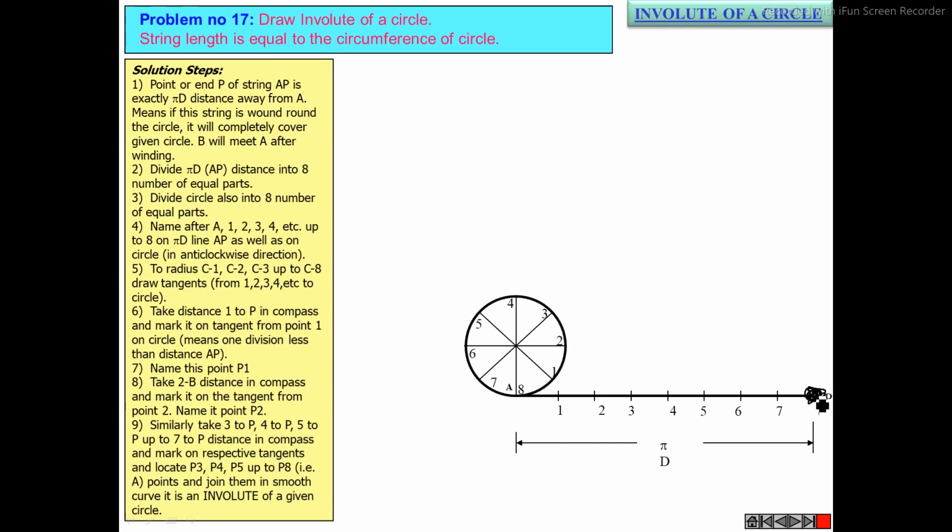and this length is nothing but a point. Correct? If you place your compass at this point, the arc which you will cut will be point 8 itself. Fine. So you got the last locus point of your involute, P8. If you join all these locus points, you will get the involute of a circle.